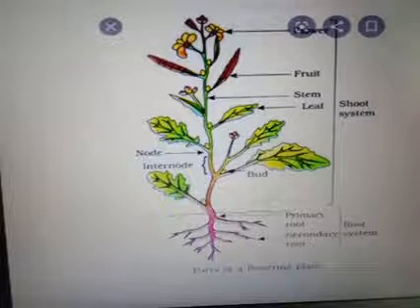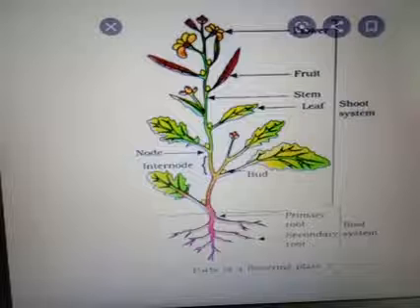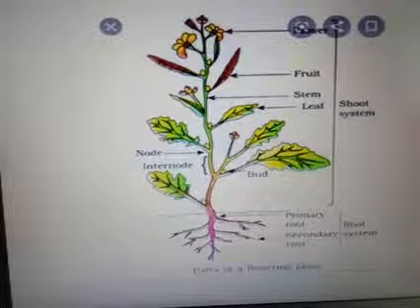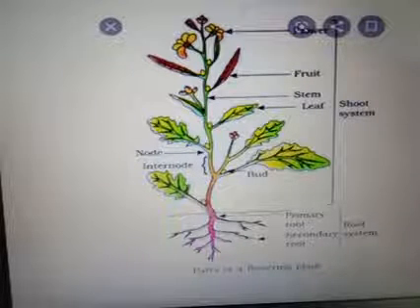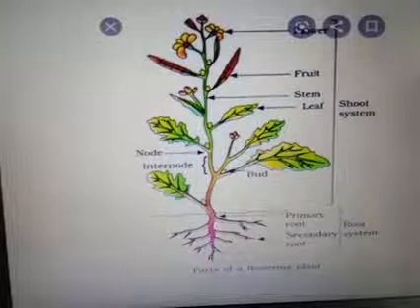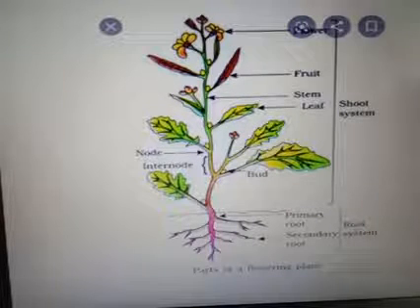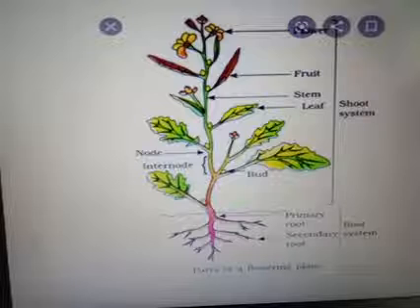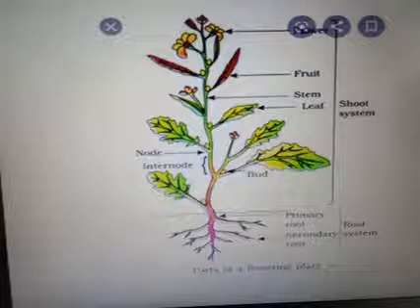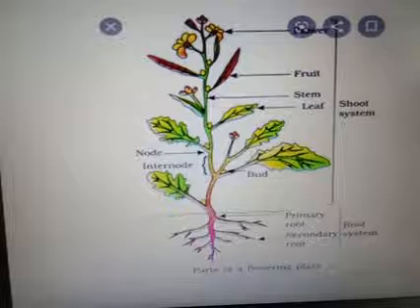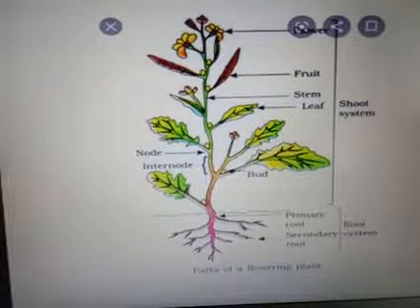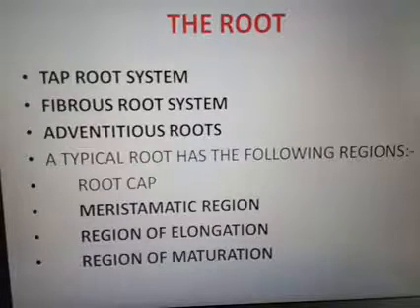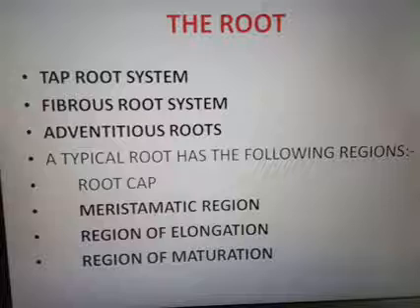So the typical flowering plant shows two types of phases. One is the vegetative phase, which includes stem, branches, leaves and the buds, and the next one is the reproductive phase, which includes flowers, fruits and the seeds. Clear? First we are discussing the root system.